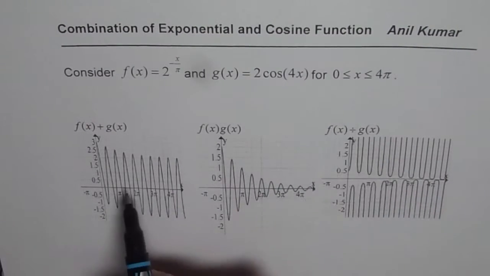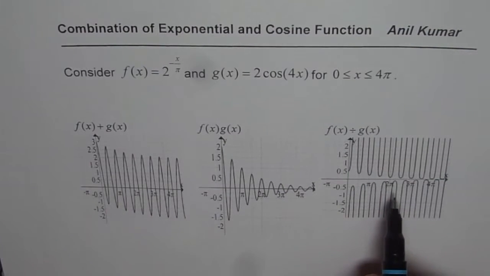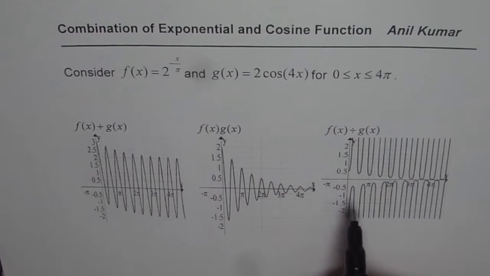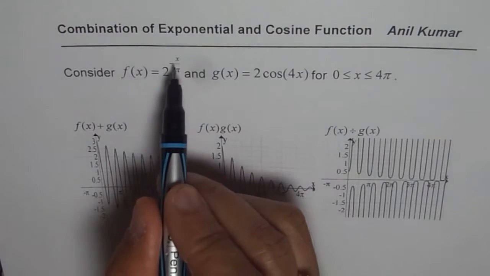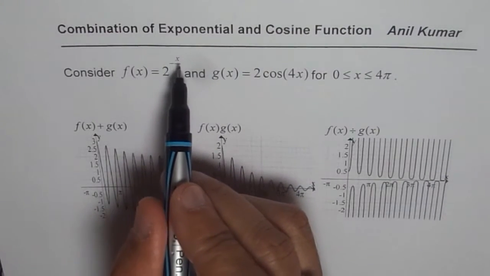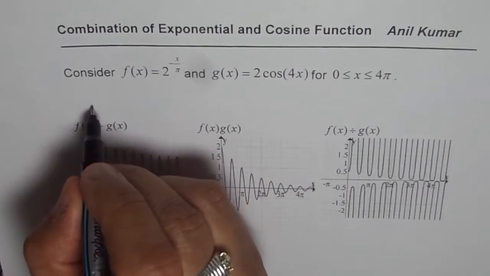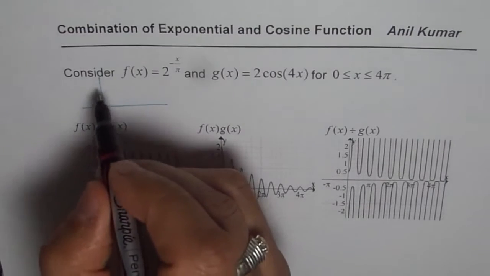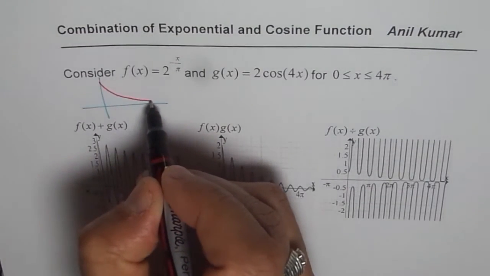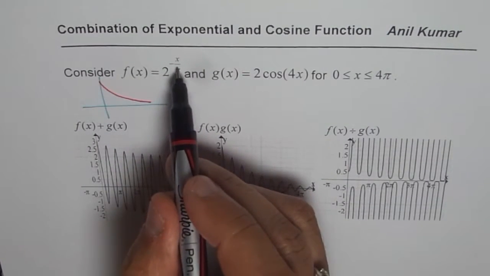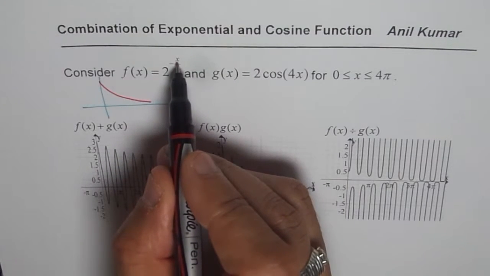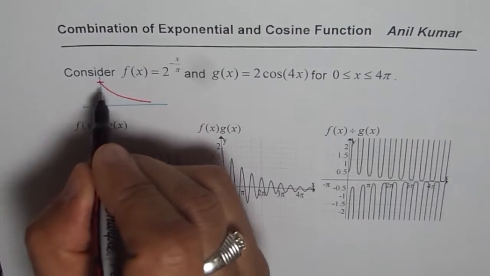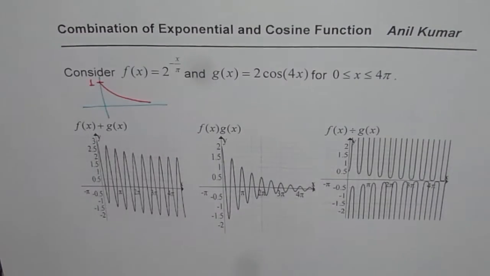What I've done is I've already got the graphs here since it is easy to understand from the graph, and in this video we'll understand how to sketch these graphs. Now, if you're looking at the exponential function 2 to the power of minus x over pi, this should be kind of exponential decay, right? So we are looking for a function which is like this. The function's value will start with anything to the power of 0 is 1.